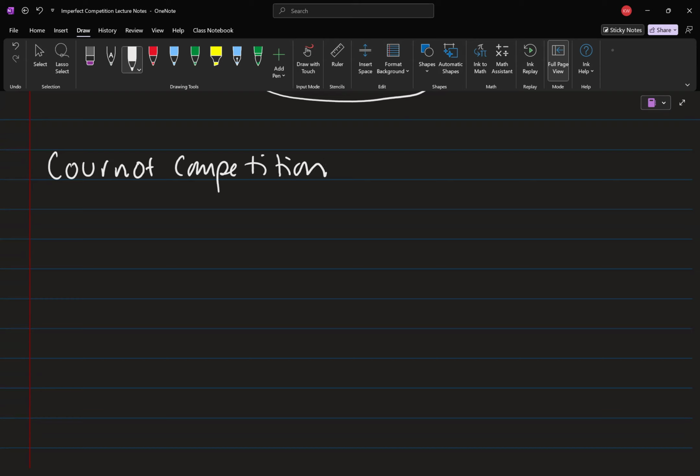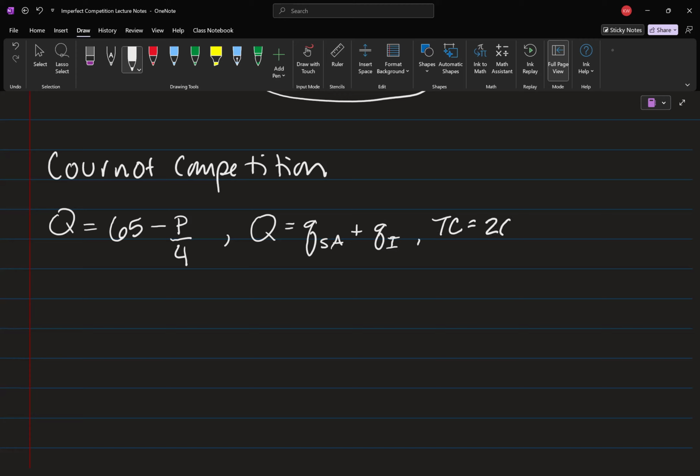The market demand for oil is going to be given by quantity demanded equal to 65 minus the price over 4. Total market output is going to be the amount produced by Saudi Arabia plus the amount produced by Iran. And their total cost is going to be 20 times output. Each has the same.